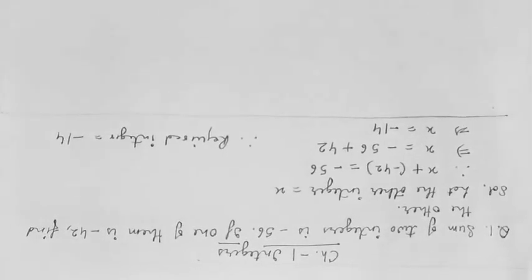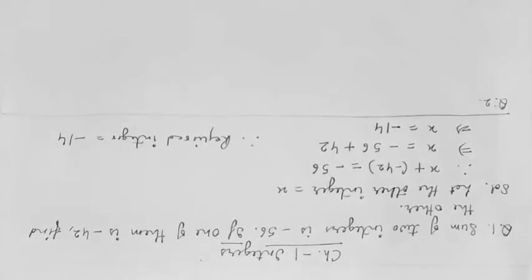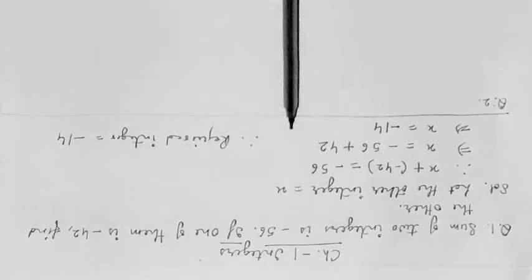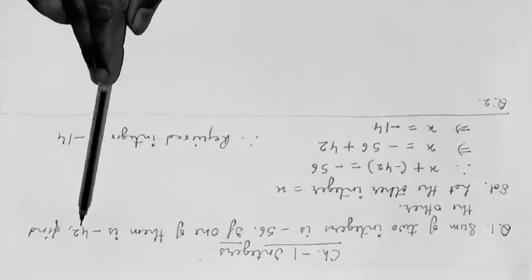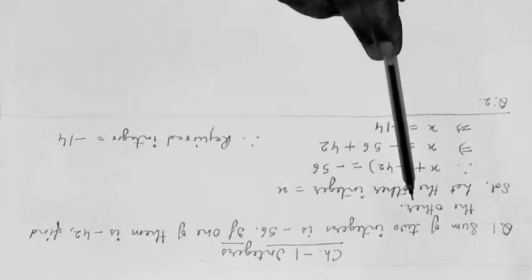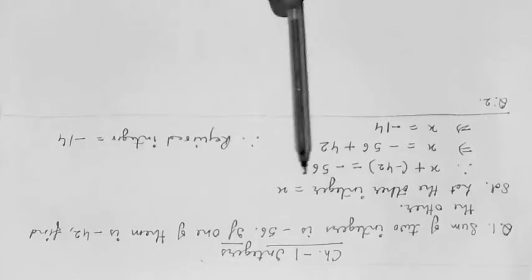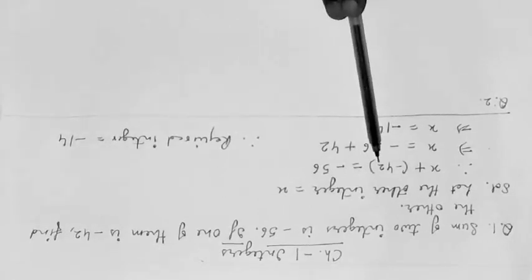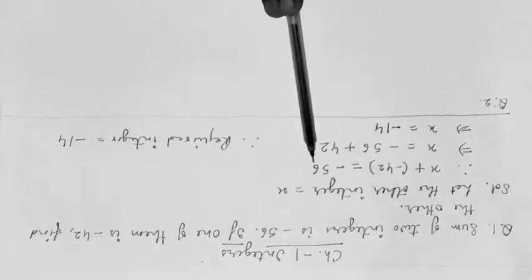Now we will have the second problem of this type. Question number 2. Before that, let me revise the first question once again so that you will be able to understand it better. In the first question, the sum of two integers is given, one of the integers is given, and we have to find the other integer. We assumed the other integer is x, because the sum of x and the given integer, minus 42, is equal to minus 56.